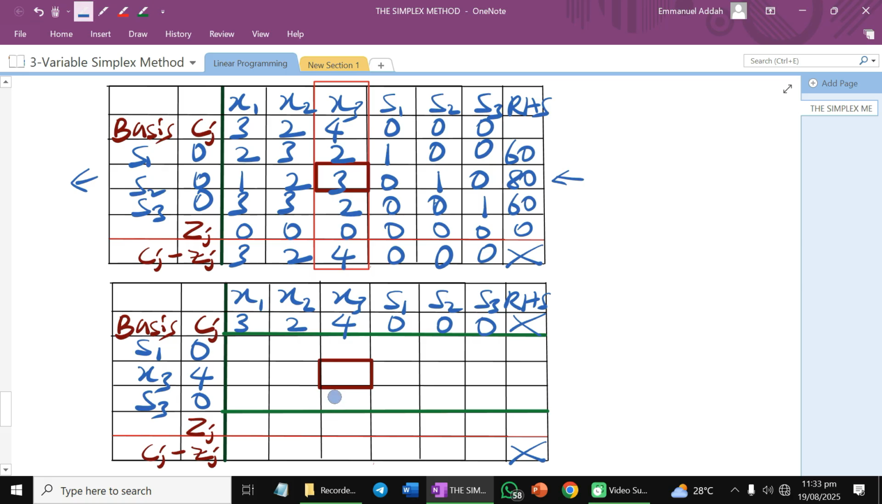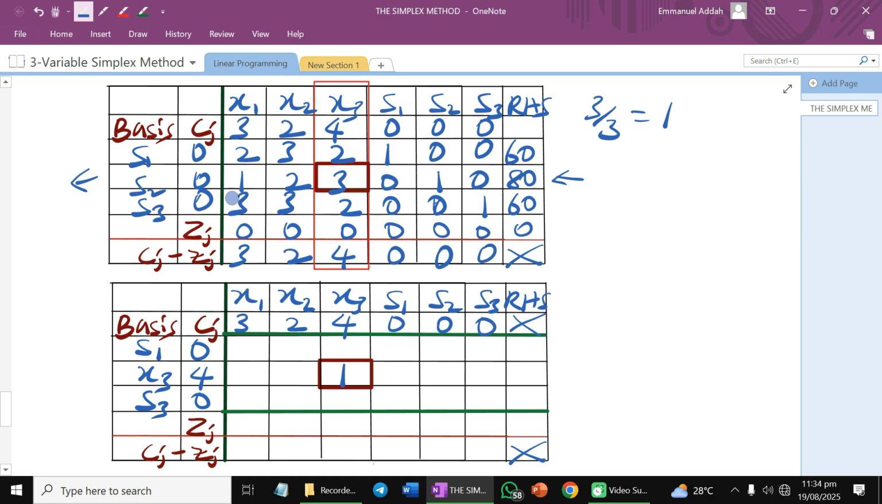So the next thing is to come here to the new pivot element. This point is going to be 1, because X3 is at the point of intersection of a column and a row, and if it's in the basis, it should be 1. So here it's going to be 1. Then you ask yourself, what will you do to 3 to get 1? Divide 3 by 3. So 3 over 3 is equal to 1. Therefore, you divide each element on this row by 3.